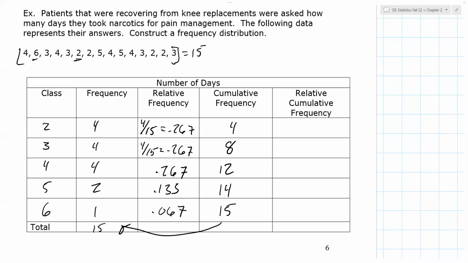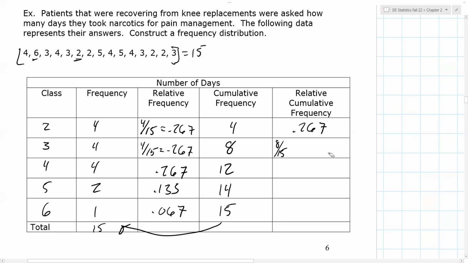So 15. Next, for cumulative relative frequency, it's the same idea, except this time we're using our relative frequencies instead of our regular frequencies. So 0.267, and then 0.267 plus 0.267, or you can use 8 divided by 15, which is our cumulative frequency divided by the total.